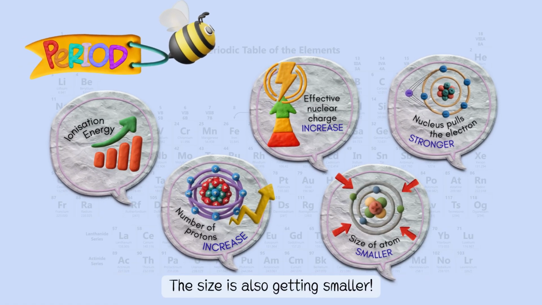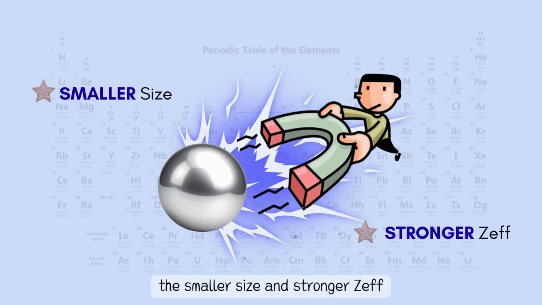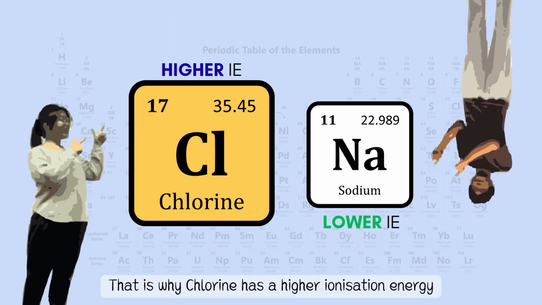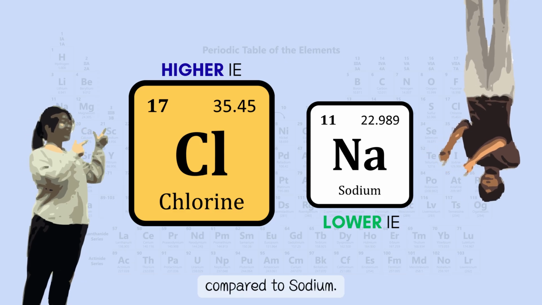The size is also getting smaller. Therefore, the smaller size and stronger ZF makes it harder to remove, just like a magnet holding a metal ball more tightly. That is why chlorine has a higher ionization energy compared to sodium.